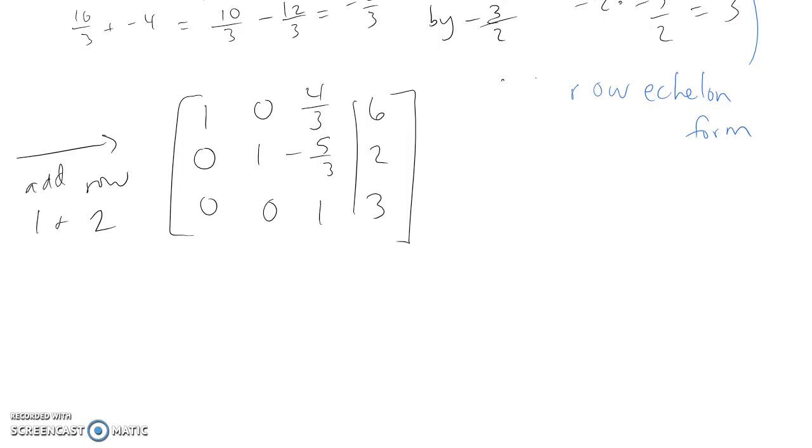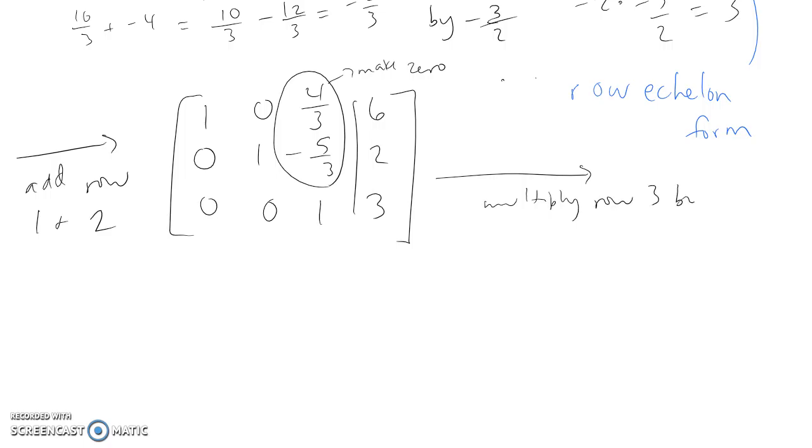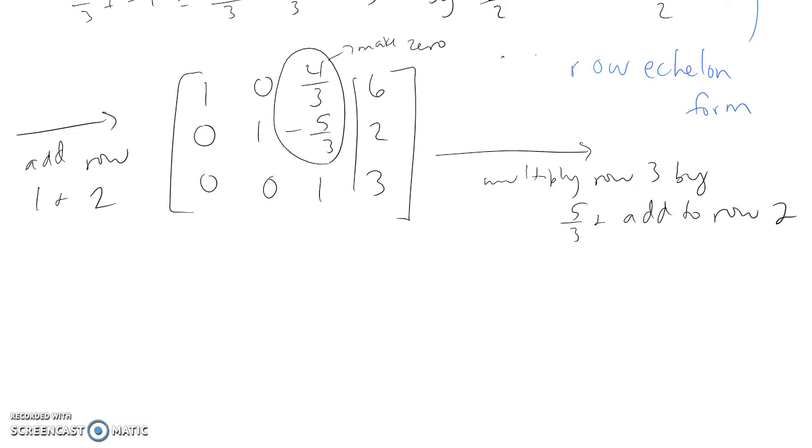Now what we want to do is make the negative 5/3 and the negative 4/3, I'm sorry, the positive 4/3, we want to make these 0. I'll do them one at a time. The first thing we're going to do is multiply row 3 by 5/3 and add it to row 2 to get a new row 2. So we'll get rid of the negative 5/3 first.